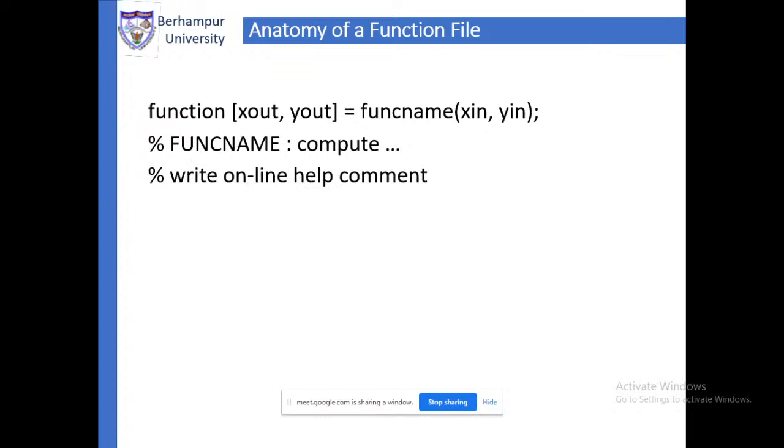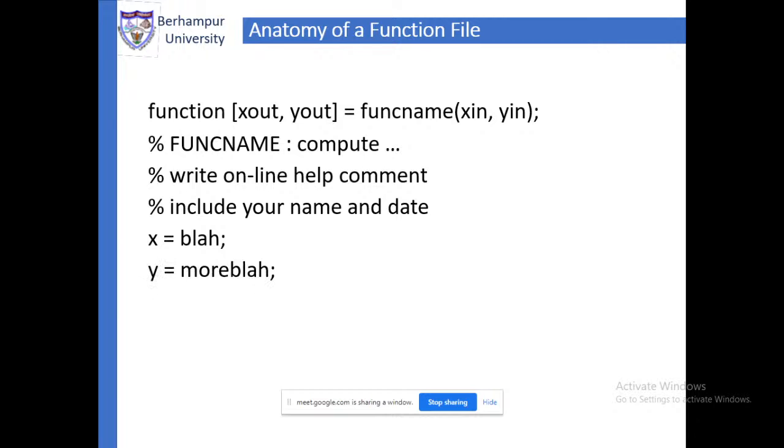Write an online help comment. This is also a comment line. Include your name and date, that you can do. Then x is equal to BLAH, y is equal to more BLAH. BLAH may be defined earlier. X out is equal to something in terms of x, y out is something in terms of x. We have not written that, but that can be something. So this is how you are going to write a function file usually.